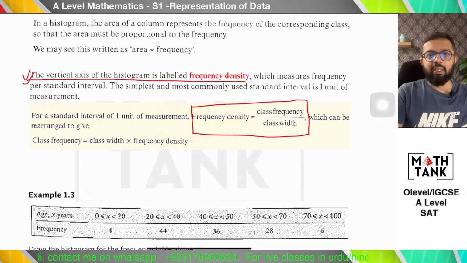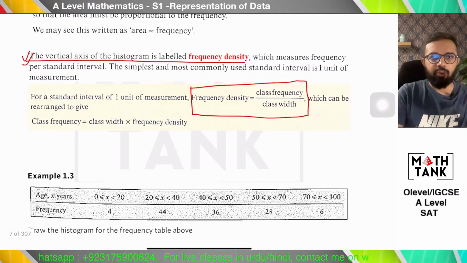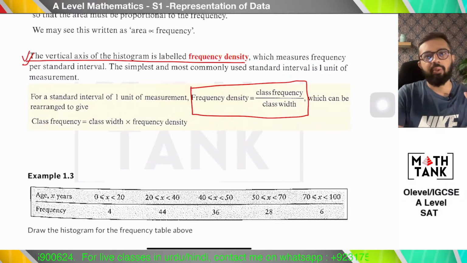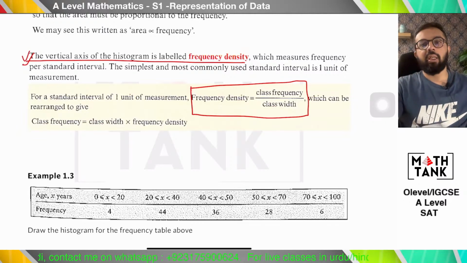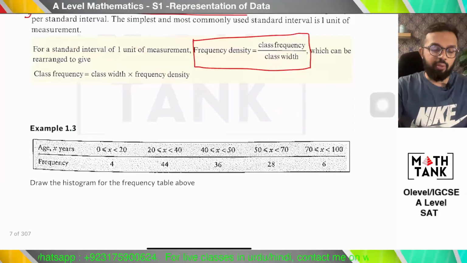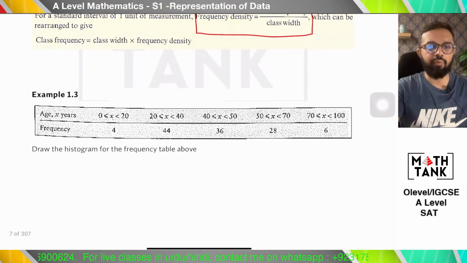I want to re-emphasize this because I see this as a huge problem when you are drawing histograms on the exam. You will have to draw histograms on the exam as well, so make sure that you draw them correctly. Okay, so how do I start off with drawing a histogram?